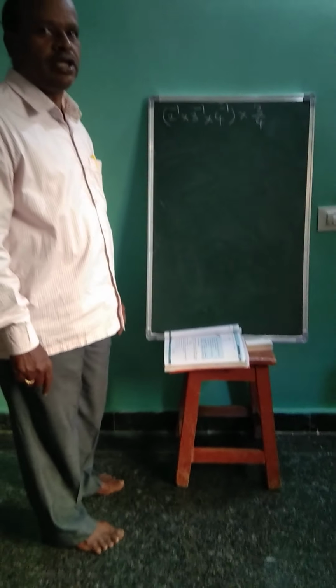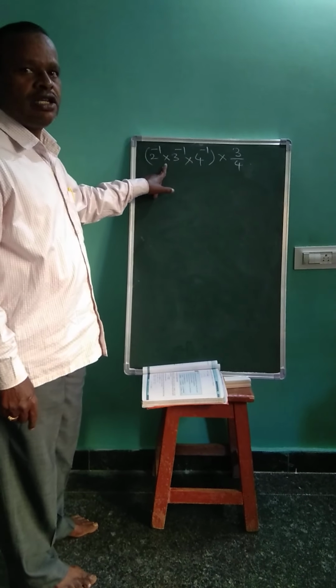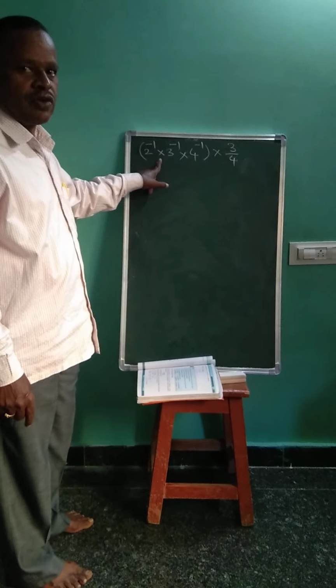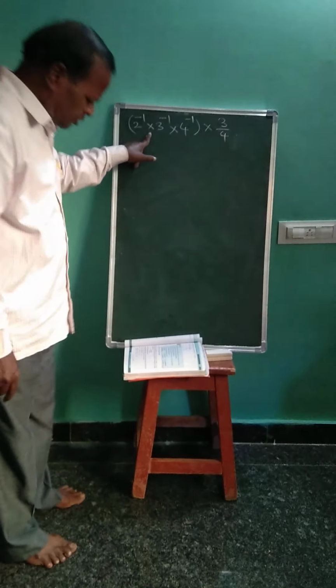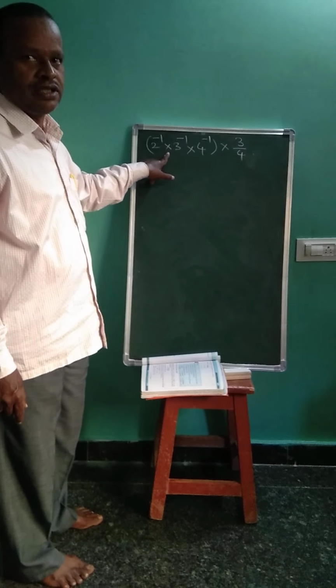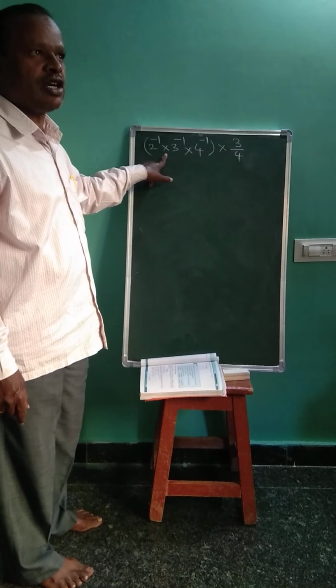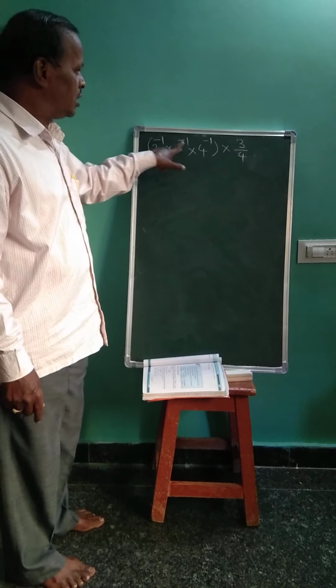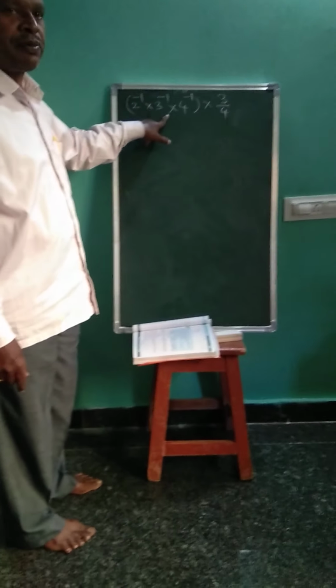Exercise 4.1. I have taken the third problem from the fourth bit. Simplify and write the reasons, that is, what is the reason or the properties we have applied here.